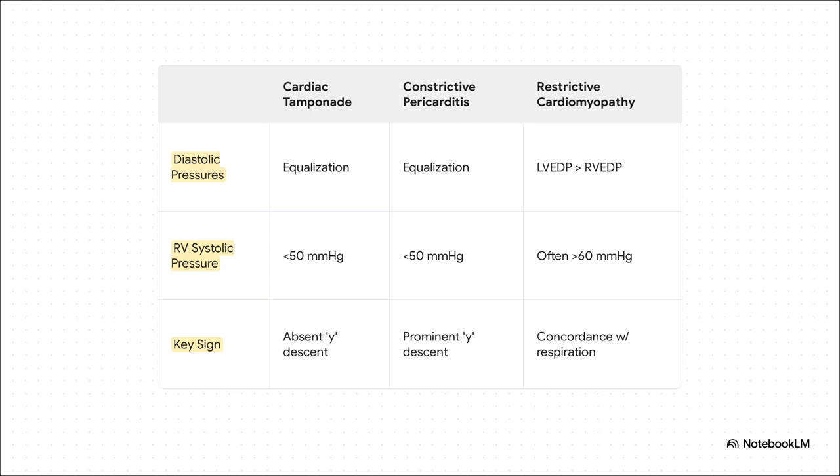All right, get your highlighters out because this is a classic boards question, differentiating these three conditions. With tamponade, fluid is squeezing the heart, so all the diastolic pressures become equal. In constriction, it's a stiff sac around the heart, so the left and right ventricular diastolic pressures equalize, and you get this classic square root sign and a prominent Y descent. But with restriction, it's a stiff muscle, so the left-sided pressures are going to be way higher than the right. Understanding these patterns is key.